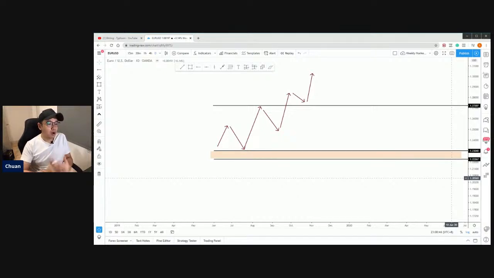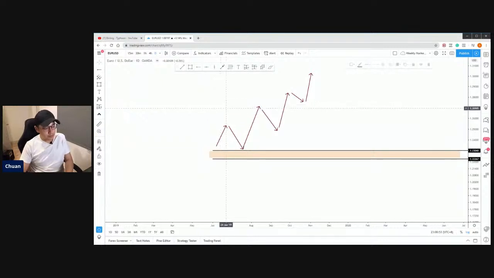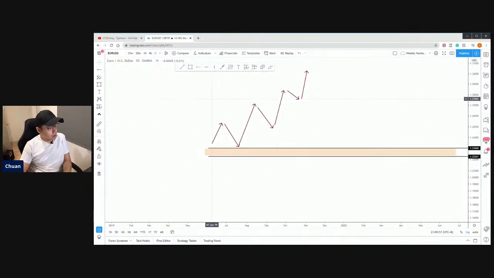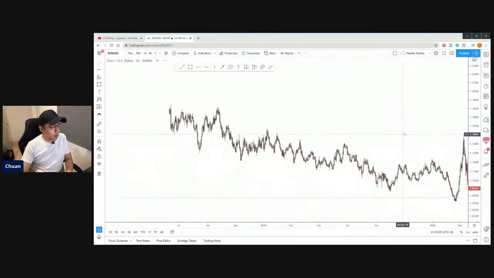So in my opinion, support and resistance should be in the zone instead of lines. Okay, so this is the first thing. The second thing is that, okay, how do we identify this support and resistance? So the first step we need to do is that, I will just do a very quick demo.